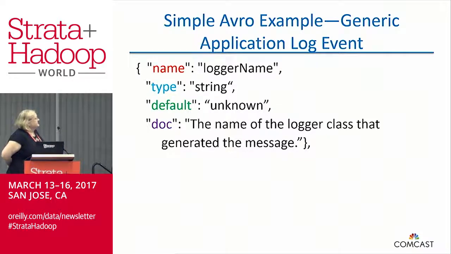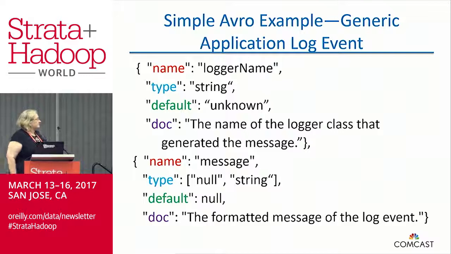So here's a real simple example, a generic application log event. The four things that are really critical are name, type, default, and the documentation. So you can see that this is a required field that has a default. This is an optional field. Type is choice or union type, null, and string. And the doc tells you what the thing means.